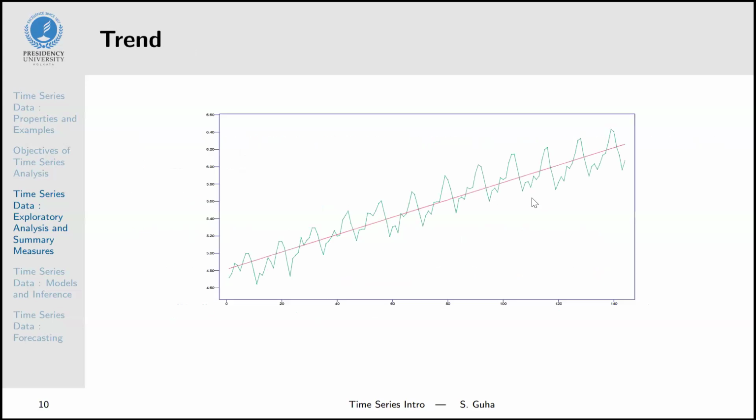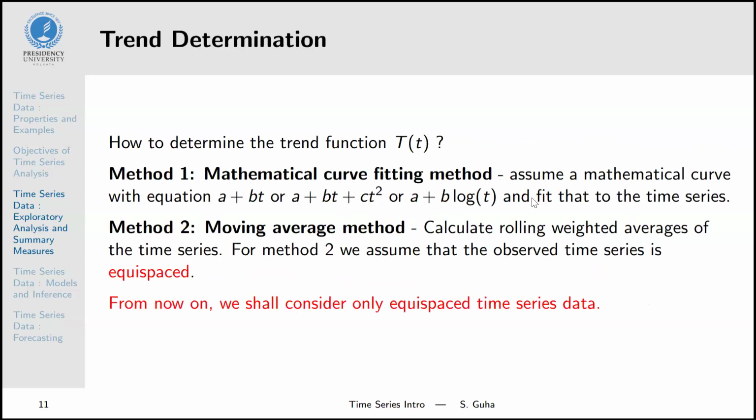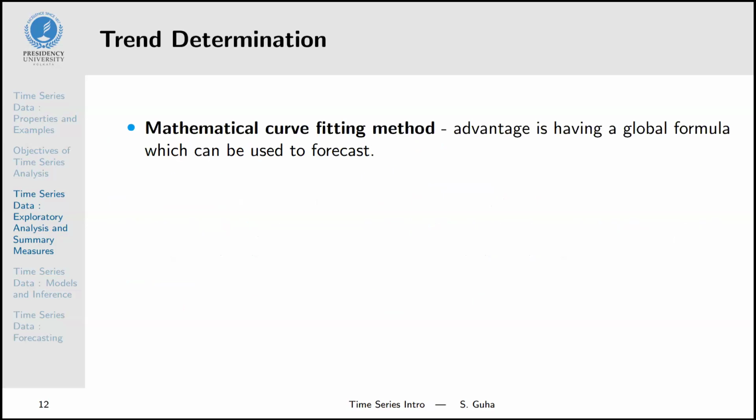Now, we have seen different methods of determining trend. We have seen two different methods of determining trend, and both have certain advantages and certain disadvantages. We have talked about that.